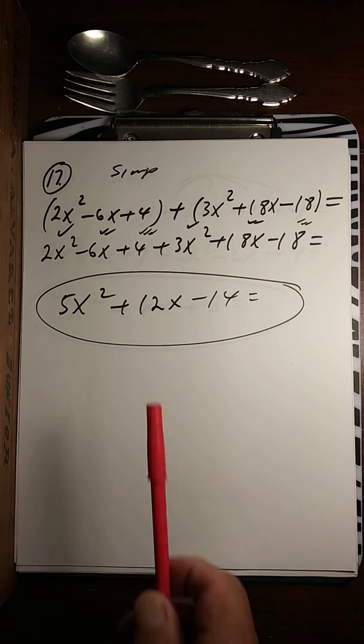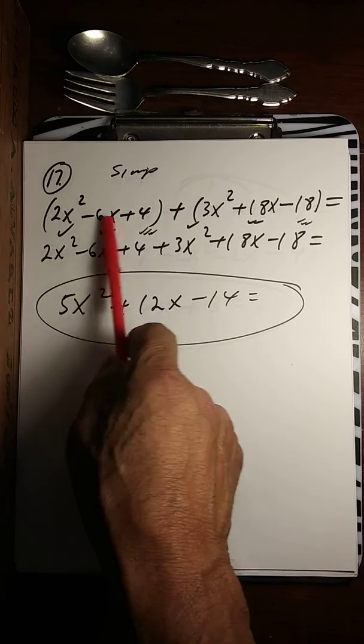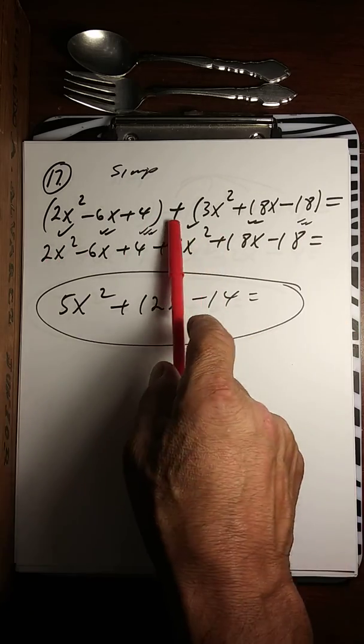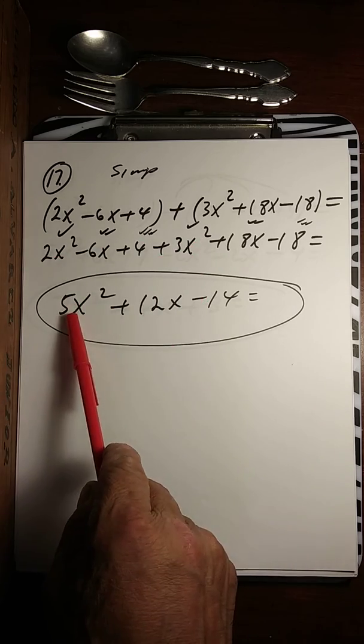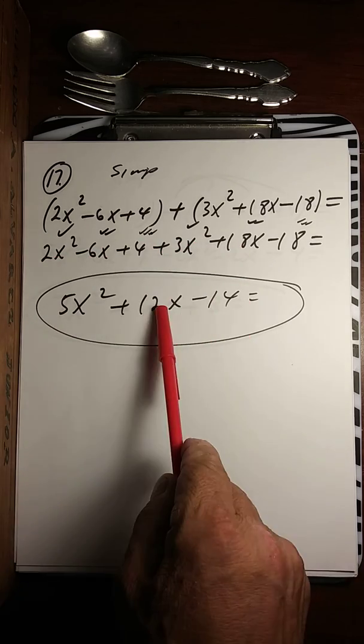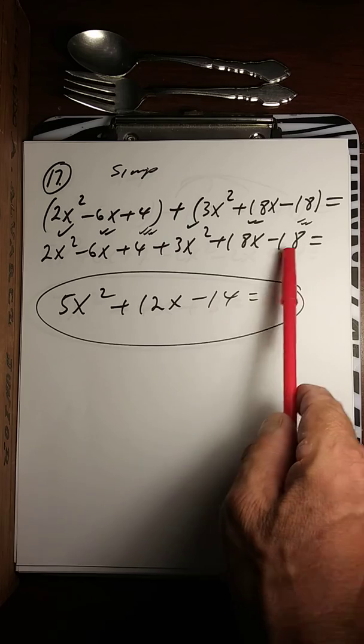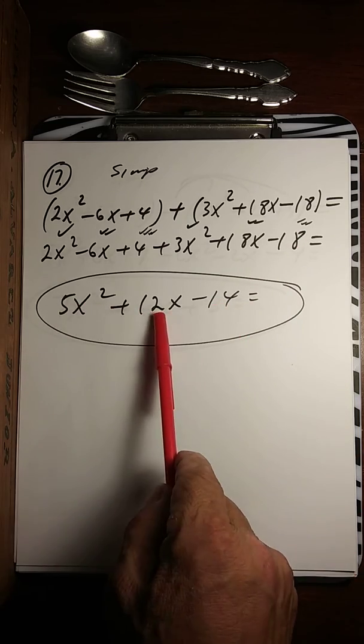Simplify this. Plus, so copy this, don't change any signs. Now you add x squares and x squares, you get that. Negative 6x and 18x is that. And then you have this one, and this one is negative 4. So 5x squared plus 12x minus 14.